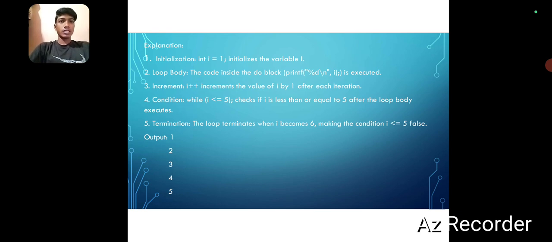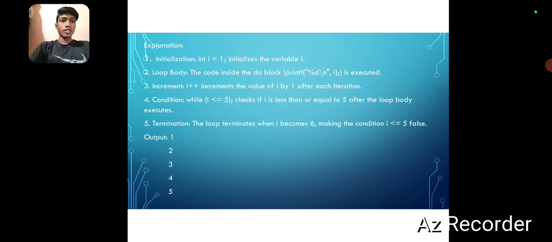Explanation. Initialization: int i = 1 initializes the variable i. Loop body: the code inside the do block, printf("%d\n", i), is executed. Increment: i++ increments the value of i by 1 after each iteration.